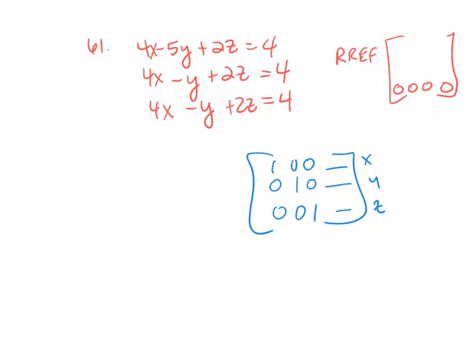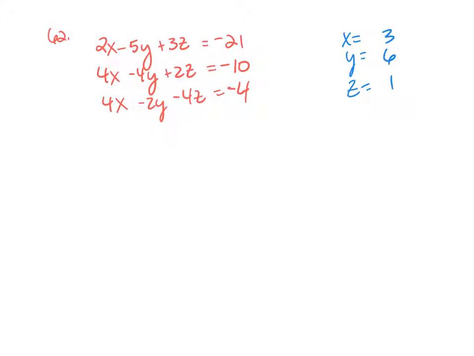So if it looks any other way than these two things, with all zeros, let's say it has like a 0.2 here, and a 0.5 here, and a 1, 0, 0, and a number. If it looks any other way, it's no solution, okay? Any other way other than these two.